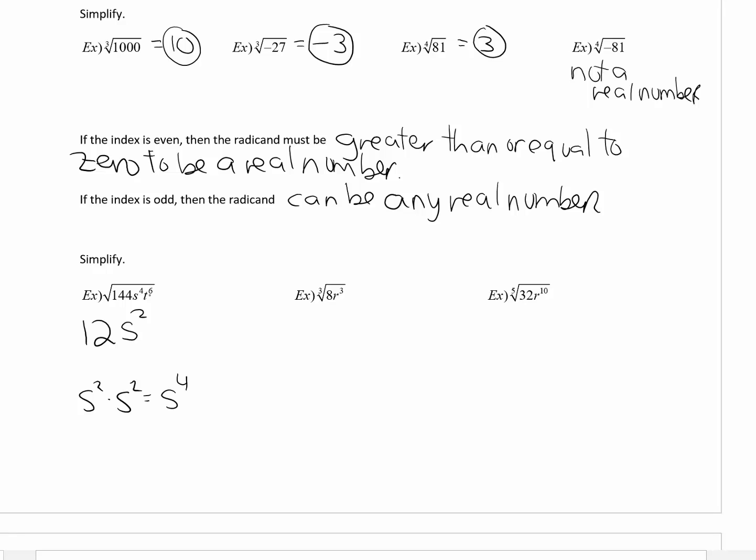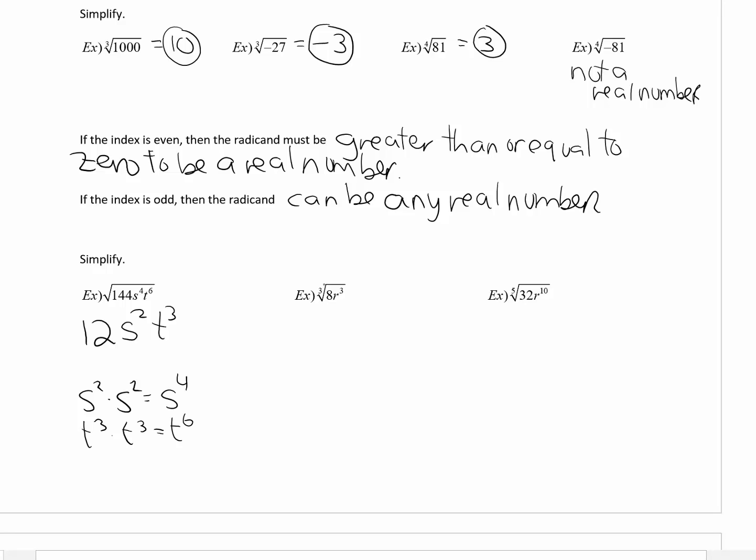t to the sixth. What value do I multiply by itself to get to t to the sixth? Well, that's t cubed, because t cubed times t cubed is the same thing as t to the 3 plus 3, which is t to the sixth power.